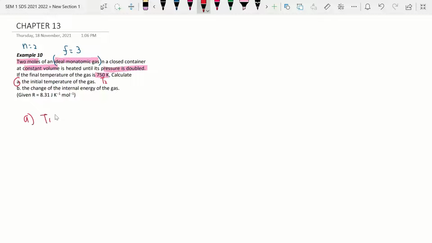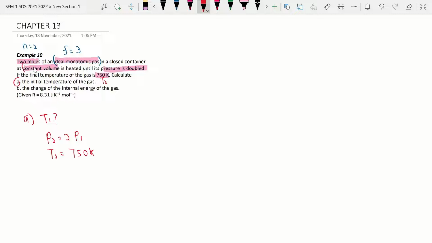So we need to calculate T1. And we know the final pressure is double the initial pressure, and the final temperature given is 750 Kelvin. So this is all the information that we have. So how can we look for the initial temperature?